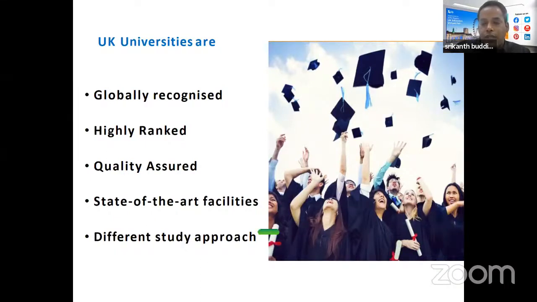So most of the study, 80% of your master's study, is based on assignments. You need to submit your assignments that are assessed by the professors. So that is a different study approach, and you need to do paper presentations. You need to do group discussions, and you need to do a project on your own. After that, you will get your master's degree.